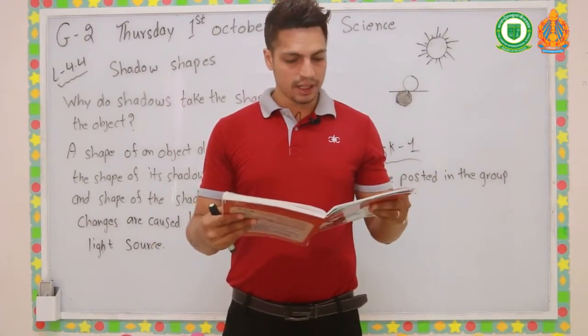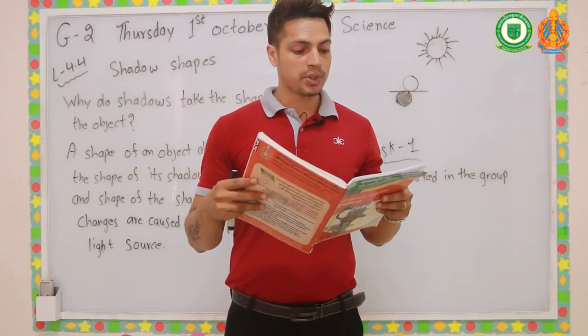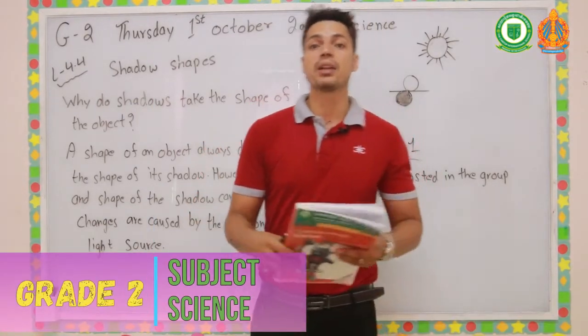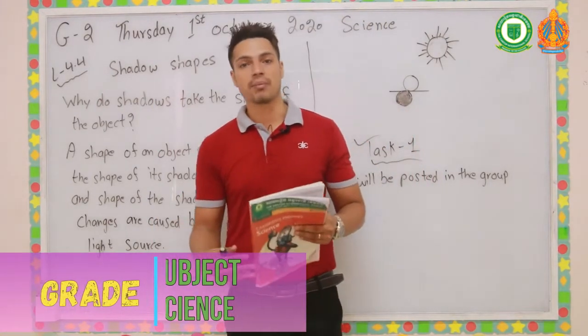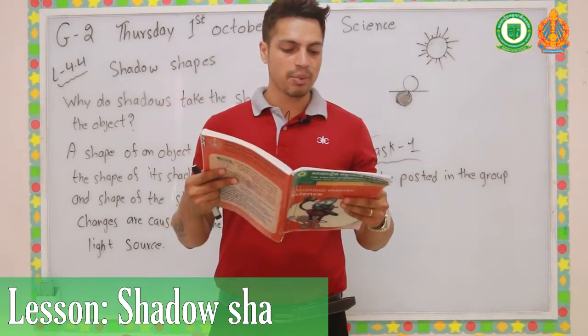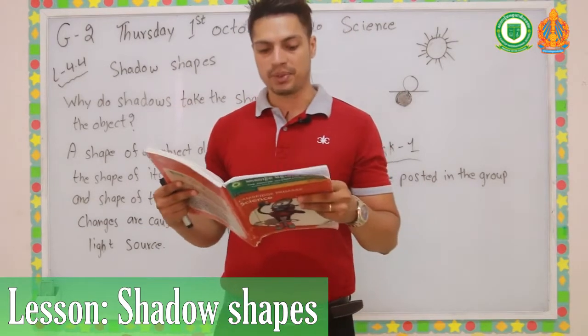I will read first and then I will explain to you, okay? Shadows do not always look like the object that makes them. Shadows have shapes, but they do not always look the same as the object. Shadows can be a different shape. So shadows can form different shapes.